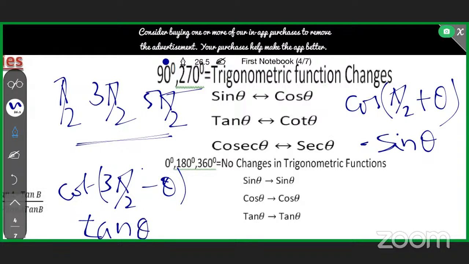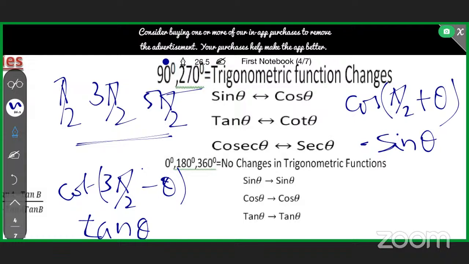This is how we use this ASTC rule to simplify our trigonometric functions, to solve problems, to convert from one angle to another angle, to simplify the angle, etc. That is with regard to the first point.